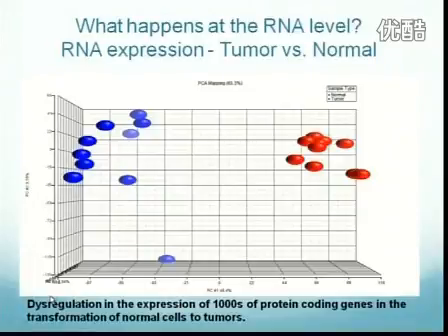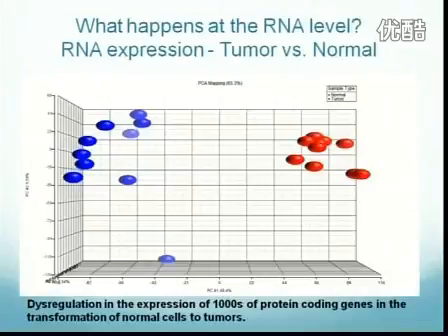That there's a dysregulation of thousands of protein-coding genes in the transformation of normal cells to tumors. Now, to put this in perspective, there's about 20,000 protein-coding genes in the genome. In any given cell, about 10 to 15,000 may be expressed. Here, in the difference between a normal and cancer, 5,000 of those are dysregulated. That means anywhere from a third to half the genome becomes dysregulated as normal cells become tumors.